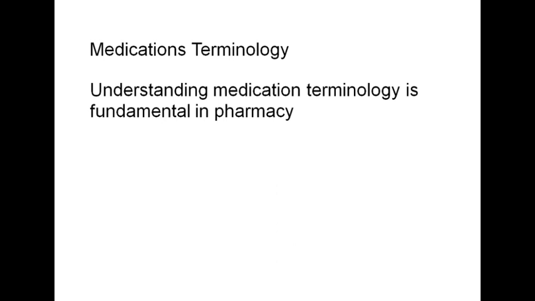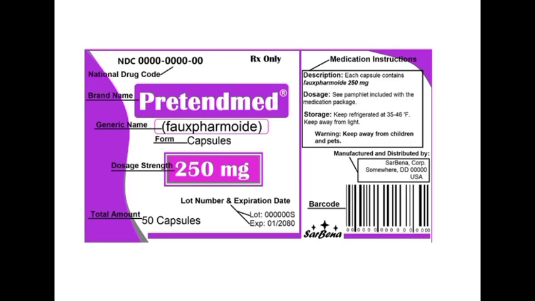Starting with medication terminology, understanding medication terminology is fundamental in pharmacy. Key terms include generic name, the official non-branded name of a drug; brand name, the trademarked name given to a drug by a manufacturer; dosage form, this one is capsule, here.